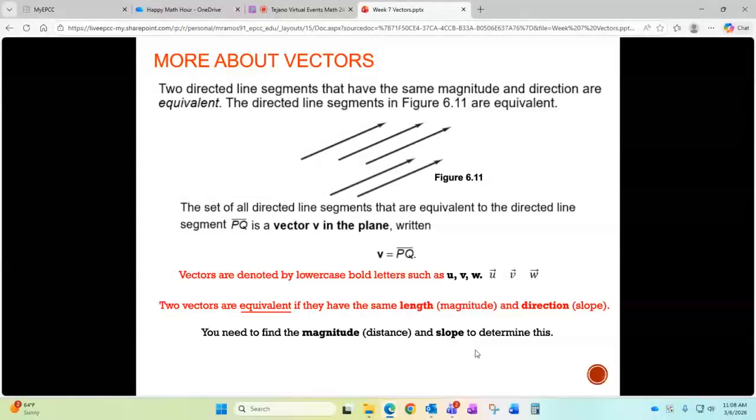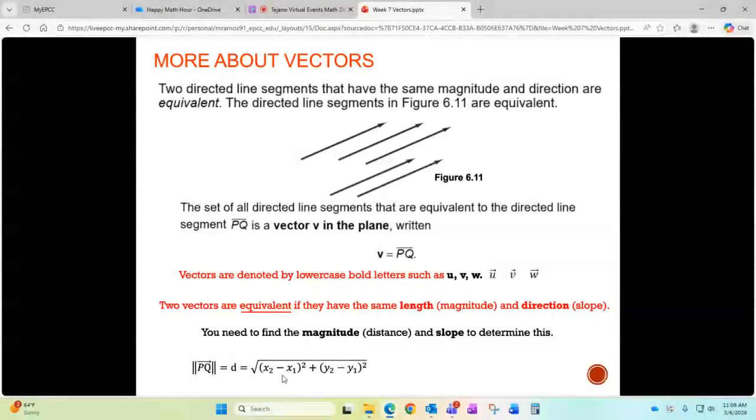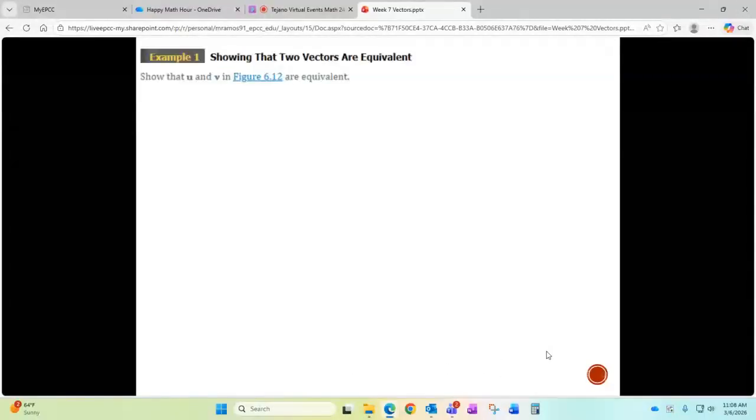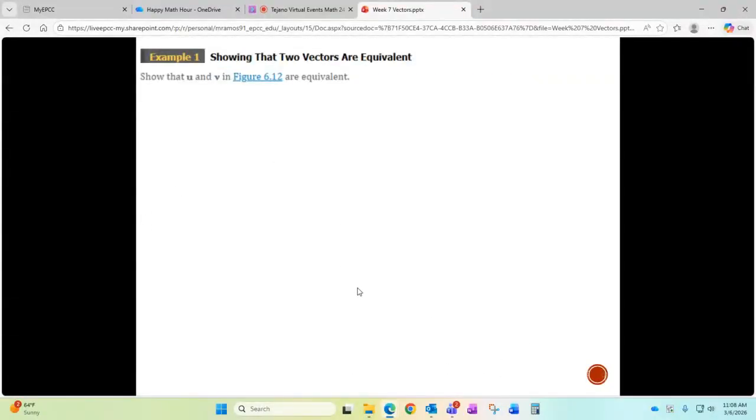You should know your slope formula, the slope between 2 points. Here's our distance formula for magnitude, the distance between 2 points. You would plug in the x and y coordinates of each of the points. As a reminder, here's your slope formula. You have 2 points and you plug in the x and y values to find the slope. So that's where we're going to start.